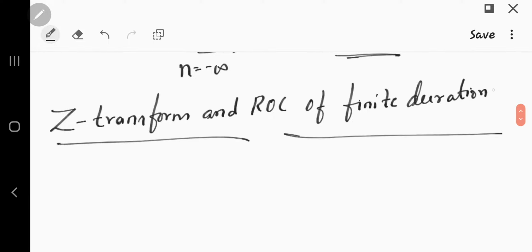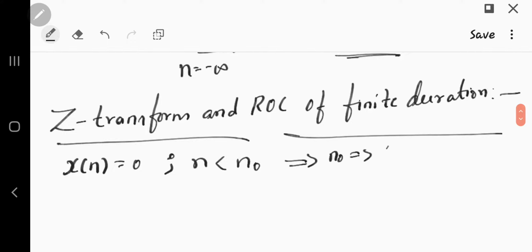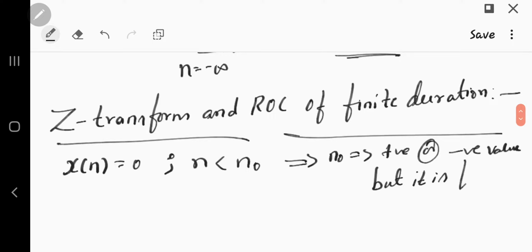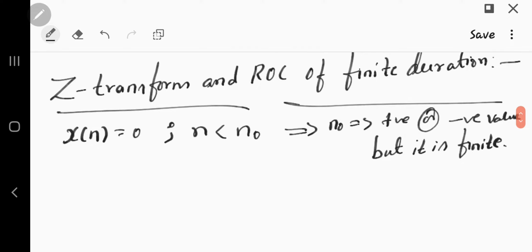Now consider x of n is 0 for n less than n naught. So this n naught is a positive or negative value, but it is finite. So n naught may be a positive value or a negative value, but it is a finite value.